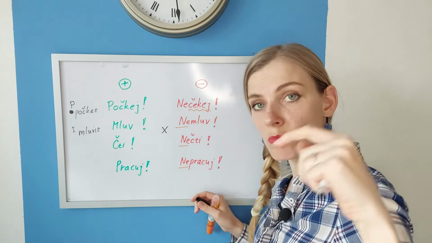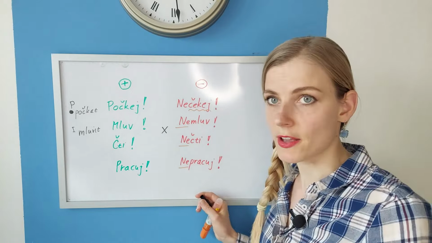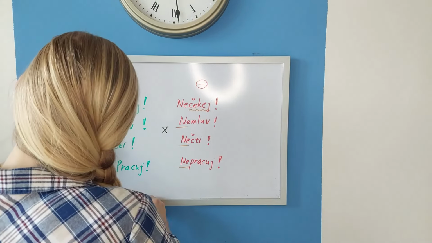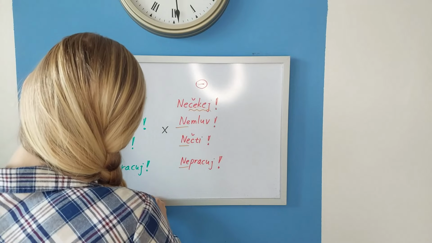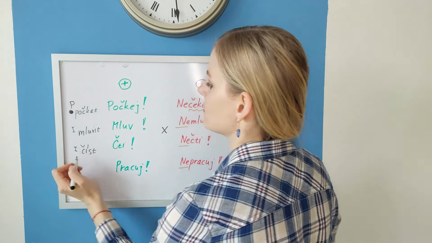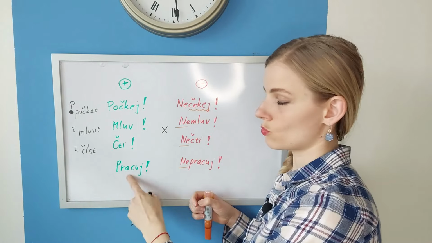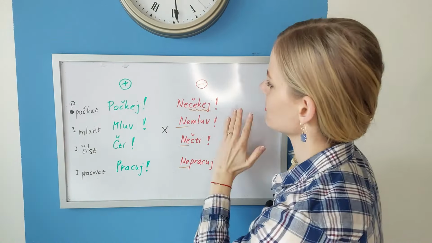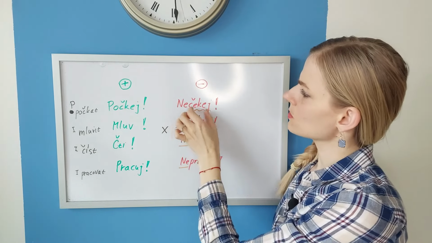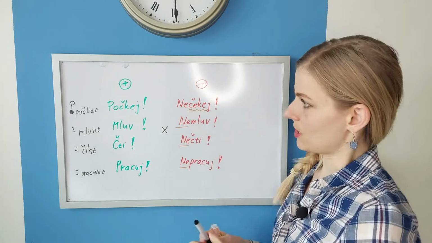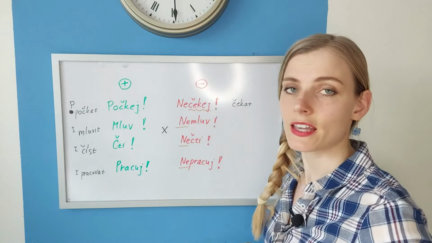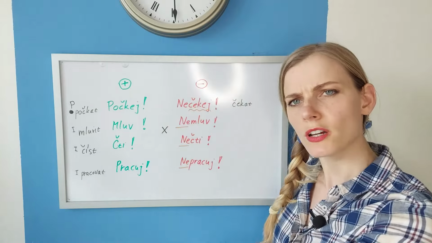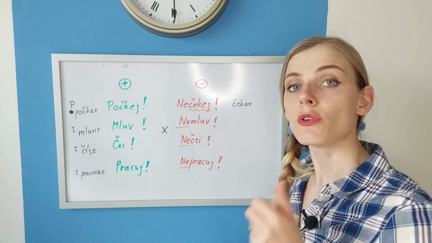Mluvit. Já mluvím teď, mluvím pravidelně. I regularly speak or I speak now. Čti is from číst. Also imperfective, ongoing. Pracuj from the verb pracovat. That's also imperfective. We look to the other side and here we worked with the verb čekat. Čekat is an imperfective verb. Já čekám teď. Budu čekat. Čekala jsem. Čekat has all three tenses.